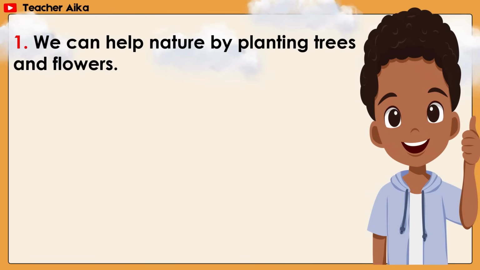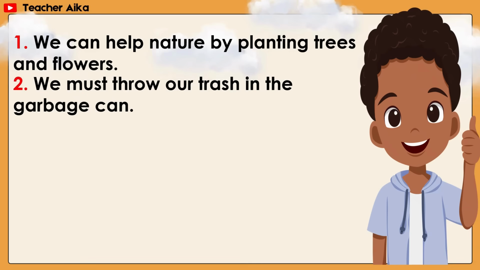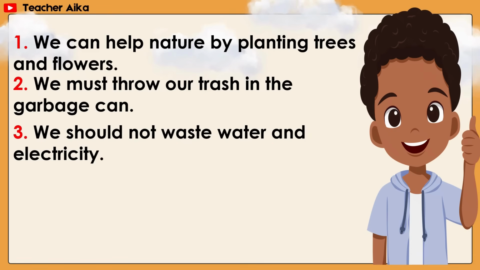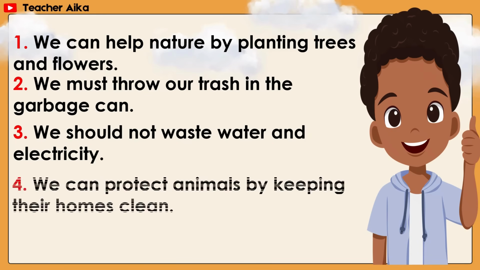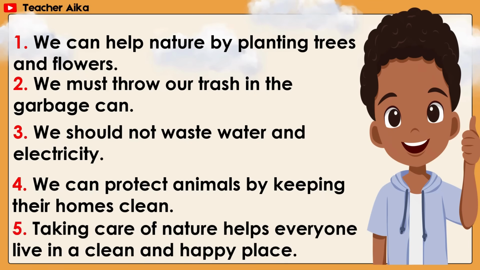Example answers. Number 1, we can help nature by planting trees and flowers. Number 2, we must throw our trash in the garbage can. Number 3, we should not waste water and electricity. Number 4, we can protect animals by keeping their homes clean. And number 5, taking care of nature helps everyone live in a clean and happy place.